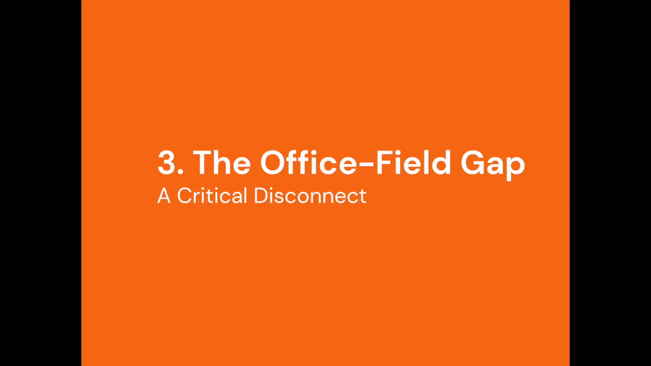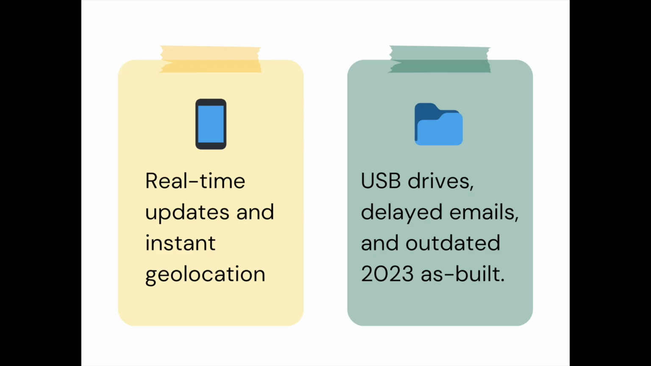Let's hit Section 3, the office field gap. So there is this massive disconnect right now between operating out there in the dirt and tracking things back at headquarters. The 2026 standard demands that your field teams have a tablet with real-time updates and instant geolocation. That's just the baseline now. But the Excel reality forces them into this archaic workflow of passing around USB drives and waiting on delayed emails. You simply can't survive today with network as-builds stuck back in 2023.